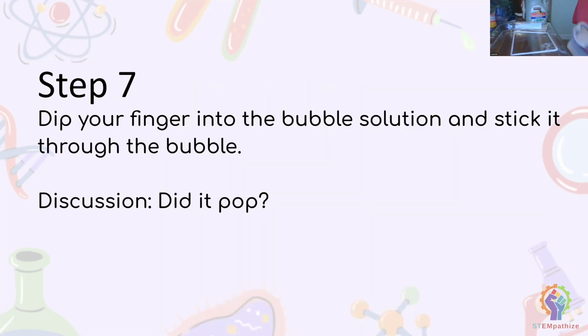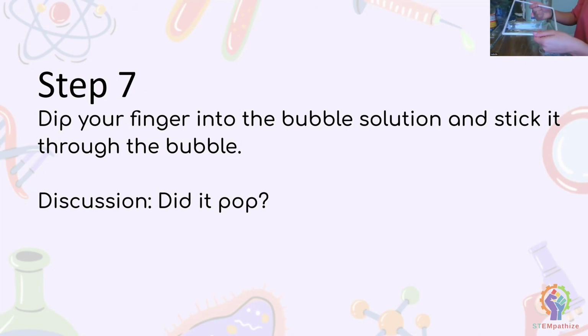Because now we're going to be sticking our finger into the solution and sticking our finger through the bubble. So first I'm going to get my hand submerged. Like I said, I hope you grabbed a towel during your break because it's about to get a little messy. I'm going to get my hand submerged just so no dry skin will be going through my bubble. There's a lot of bubbles inside the bubble. All right, so here is my bubble, and I'm going to stick my finger through.